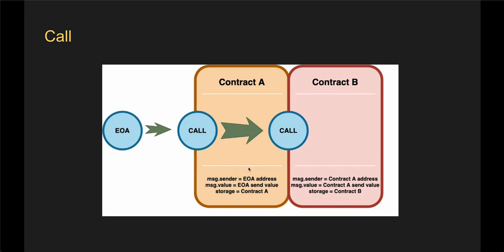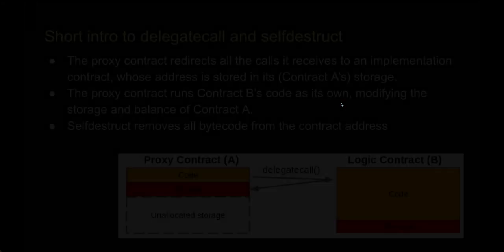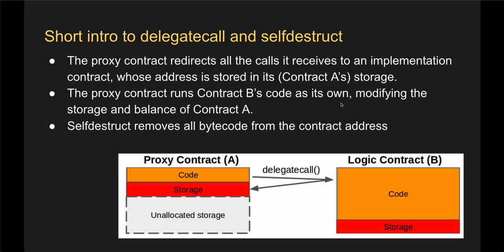That's cool. And if contract A would, for example, call a contract B, so the EOA calls contract A, which later on calls contract B, the contract B message sender would be the contract A address, not the EOA, because contract A calls contract B. Message value would be the message value sent from contract A. And the storage, meaning if something changes here, for example, we add two numbers together, the sum would be stored in contract B. Pretty simple, pretty straightforward. But now we also have a delegate call.